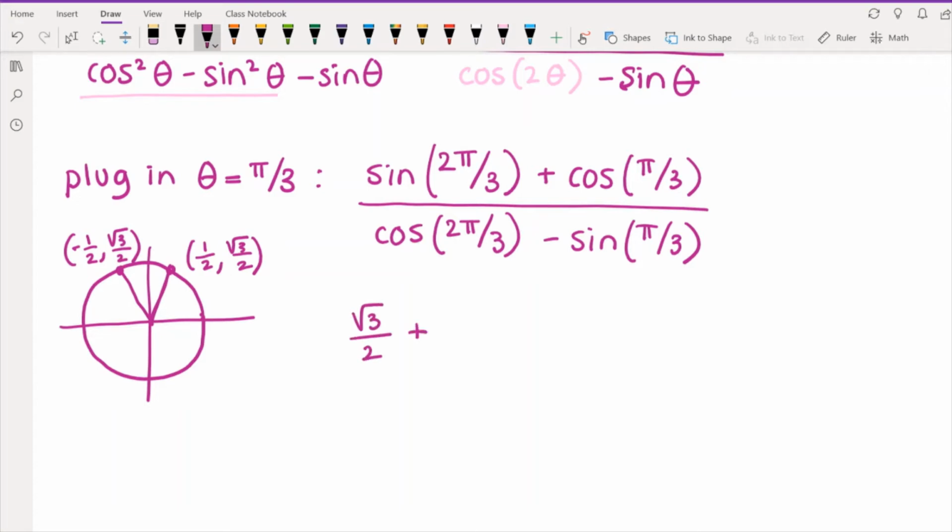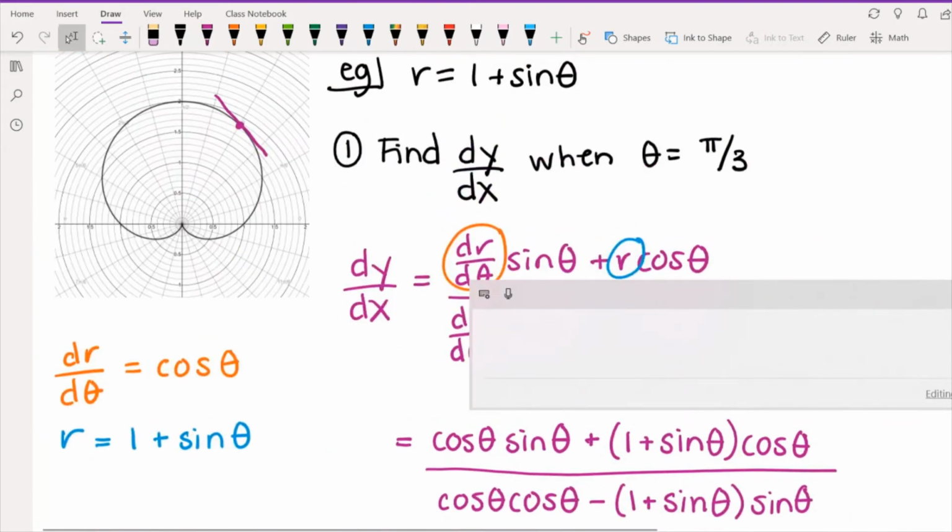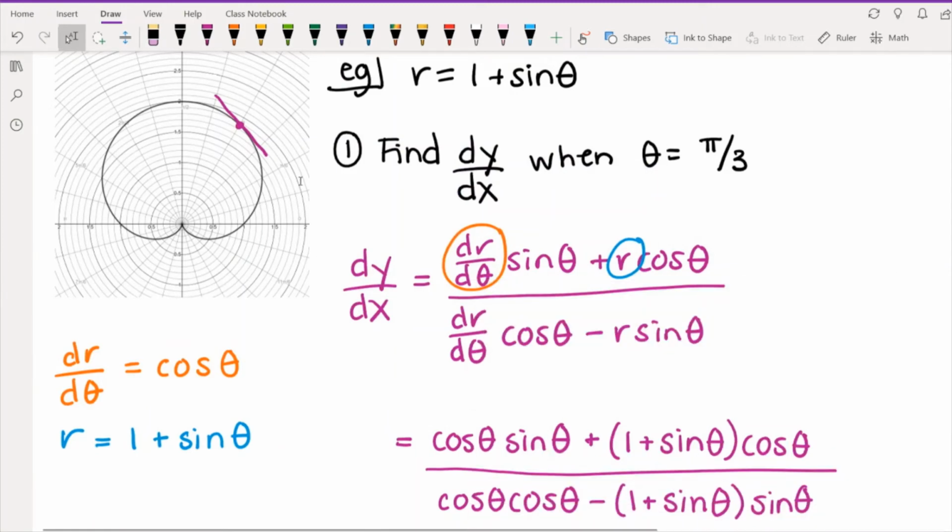Cosine of pi over 3 is equal to 1/2. And then cosine of 2 pi over 3 is -1/2. And then we are subtracting sine of pi over 3, so we're subtracting square root of 3 over 2. And so notice that the numerator and denominator are the same, they just have a negative sign introduced, and so that gives us -1. So if we look back at our picture, that seems pretty reasonable. It looks reasonable that this might be a slope of -1, and that's what we got.